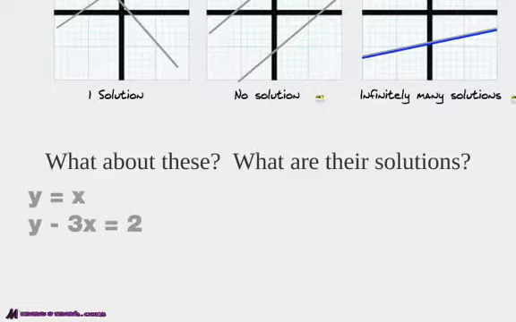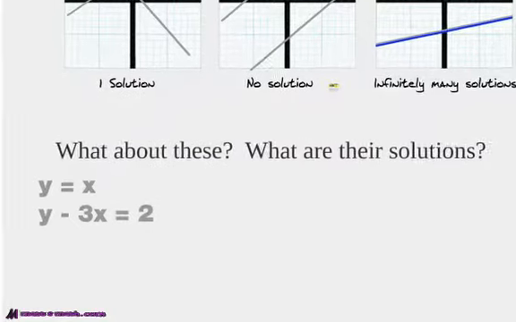What are their solutions? This guy, y equals x and y minus 3x equals 2. How many solutions is it going to have? Well, notice if I move this minus 3x over to the other side, you've got x and 3x. My slope is different, so I'm going to have one solution. And that's what you can do just right off the bat. You can say, hey, you know what? They've got different slopes. There's one solution.